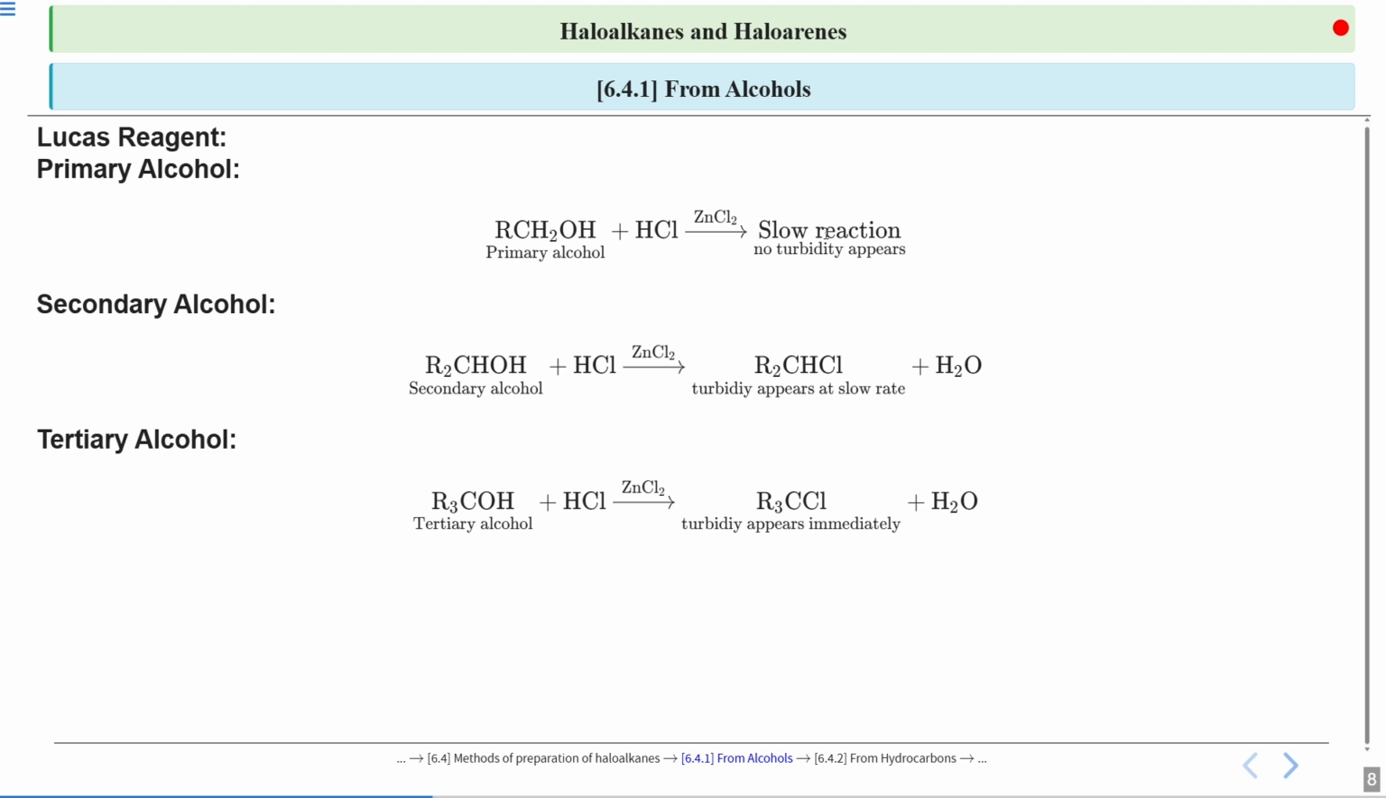With the primary alcohol, the reaction is very, very slow and no turbidity appears. In the secondary alcohol case, the turbidity appears, but at a slower rate, after 5 to 10 minutes. And in the tertiary alcohol case, the turbidity appears immediately. The reaction rate is very fast, and you get the desired product along with water as the byproduct.